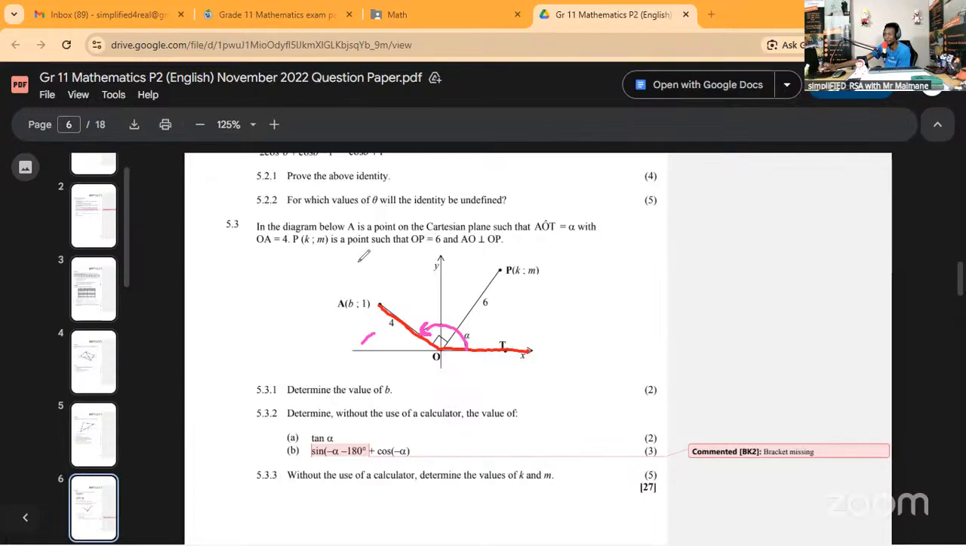Now, look at this. In order to determine the value of B, that shouldn't be a problem, right? Is there anyone who wants to volunteer? This one, I'd rather wait until someone says something. How do you think we can find the value of B? Two marks, opening question. Anyone?